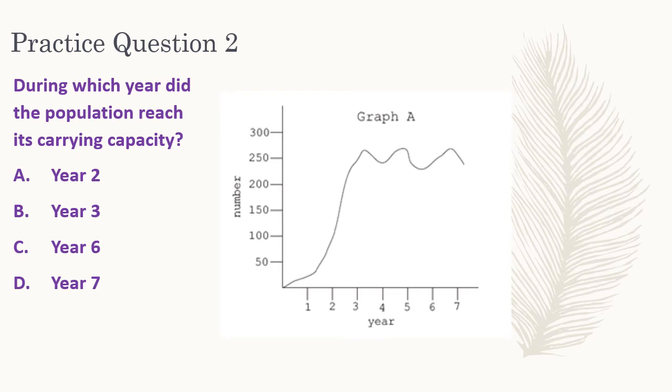During which year did the population reach its carrying capacity? Now this one's a little more realistic, where again, you start with your exponential growth, and then it's up and down, up and down, up and down. And so the average of these ups and downs is your carrying capacity, which is probably around 250. And the year that it first got there is going to be year 3, right? It's about the time it reached that 250 mark the first time. Right there.